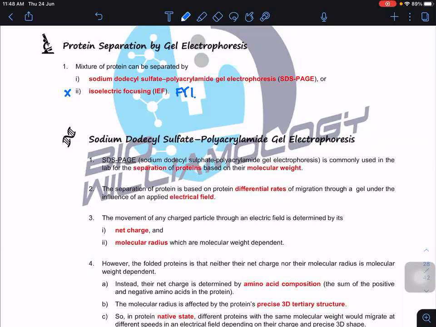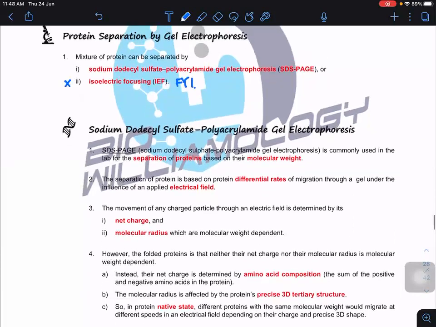So the first method is also known as sodium dodecyl sulfate polyacrylamide gel electrophoresis. In biology, we always term it SDS-PAGE. PAGE stands for polyacrylamide gel electrophoresis. To separate the protein, we use a gel, not agarose gel, but polyacrylamide gel. This gel also includes another item called SDS, and it's very important to know why SDS is included. In DNA, we don't use SDS at all.